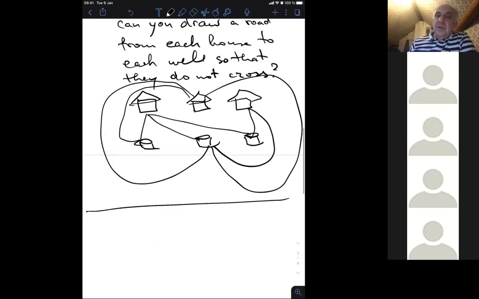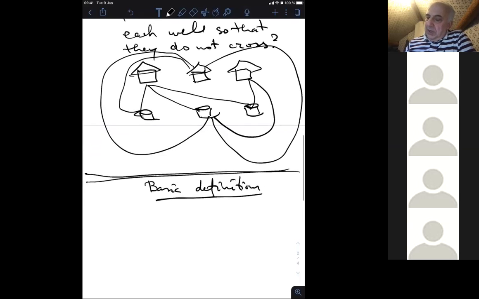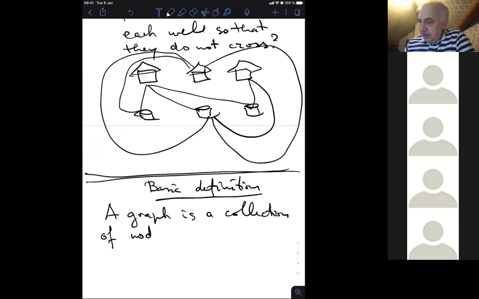Now let's start doing formal definitions and some basic properties. So, basic definitions. A graph is a collection of vertices, of nodes called vertices, and edges, which are, in other words, pairs of vertices.